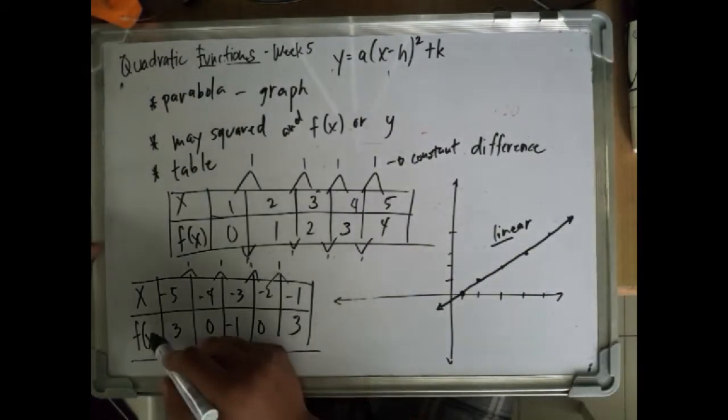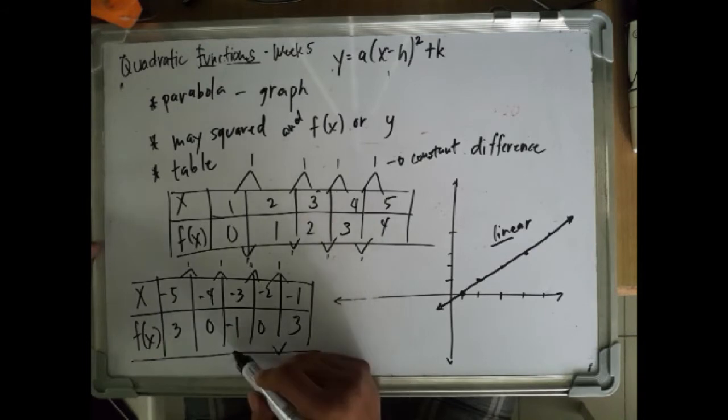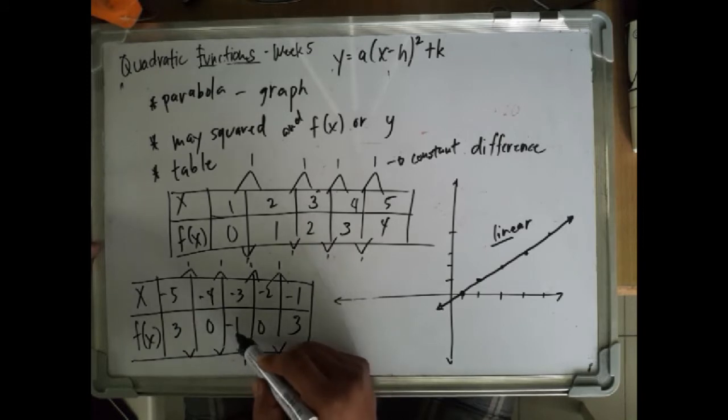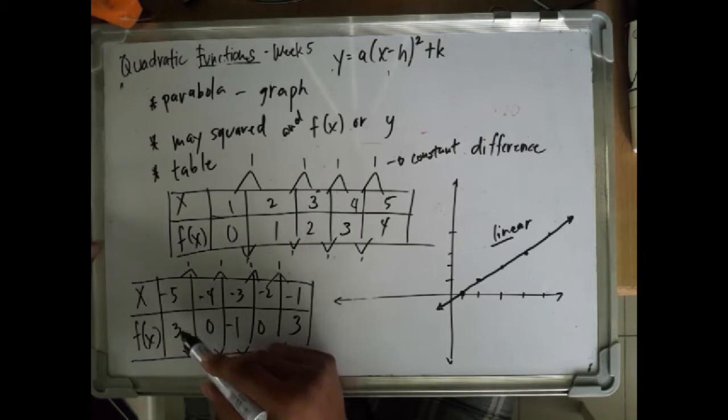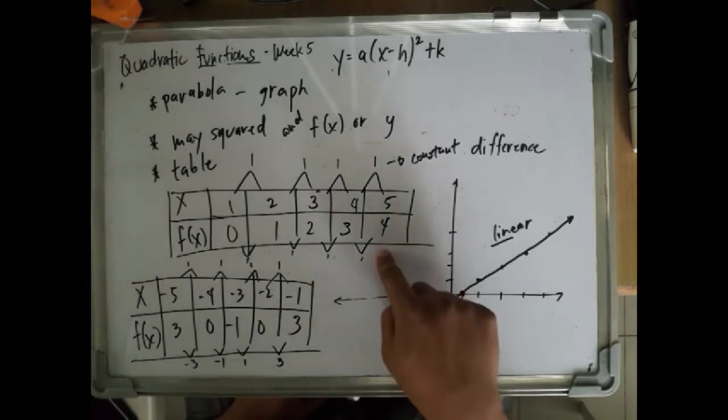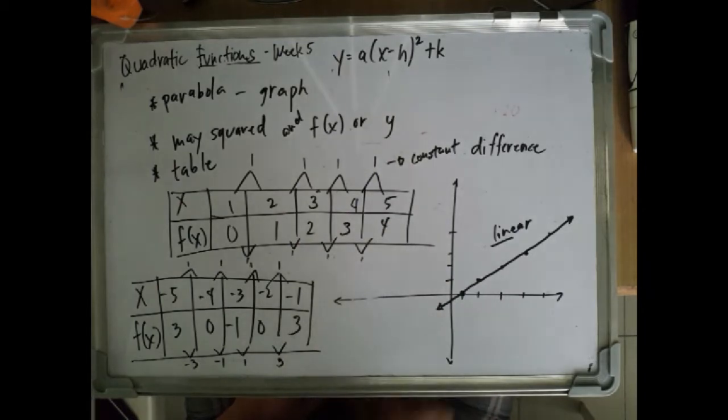So, how about yung f of x's natin? Minus lang natin. So, 3 minus 0 is 3. 0 minus negative 1 is 1. Negative 1 minus 0 is negative 1. 0 minus 3 is negative 3. As you can see, at first, magkakaiba na iyan. Hindi na siya parehas nito. Hindi na constant yung differences natin.